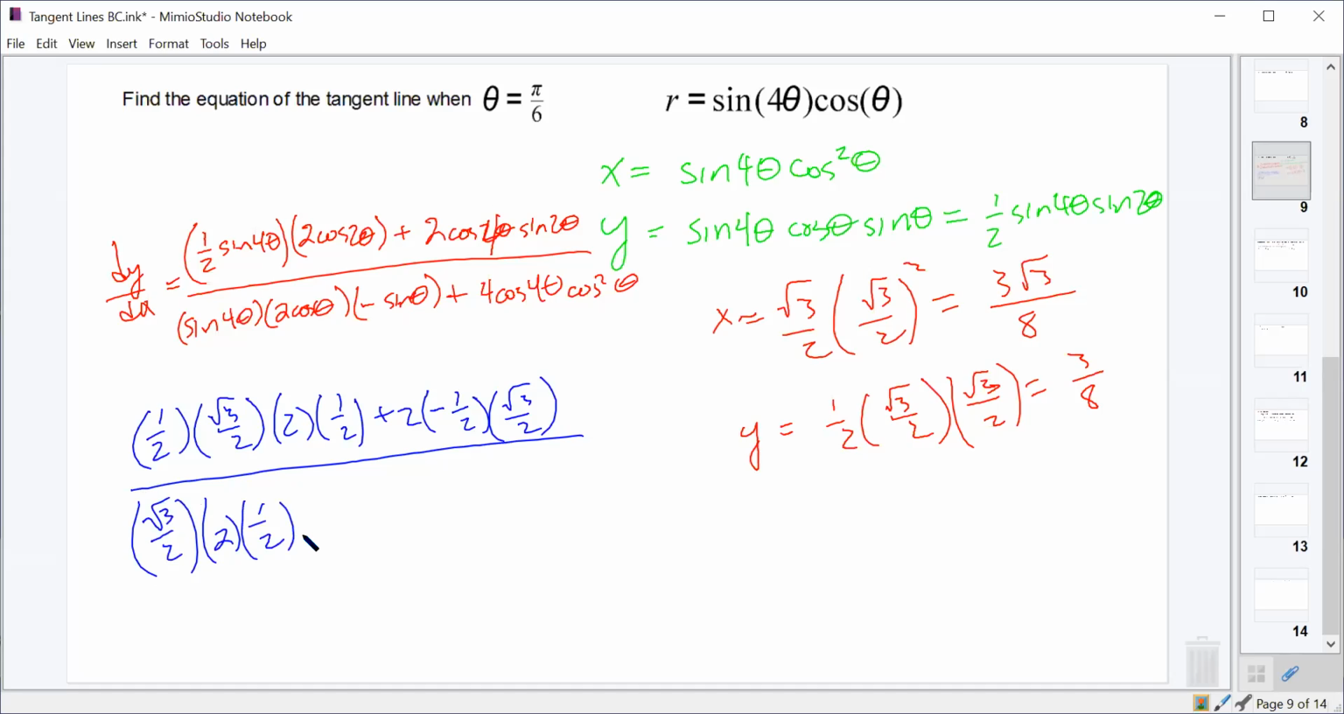Sorry, that's just cosine theta, cosine of pi over 6, which ought to be √3/2. And then a -1. And then a sine of pi over 6, which is 1/2. And then our 4. And then our cosine of 4 pi over 6, which is cosine of 2 pi over 3, which is -1/2. And our cosine squared of pi over 6. So cosine of pi over 6 is √3/2, so √3/2 squared. Everybody good with all those values we plugged in?